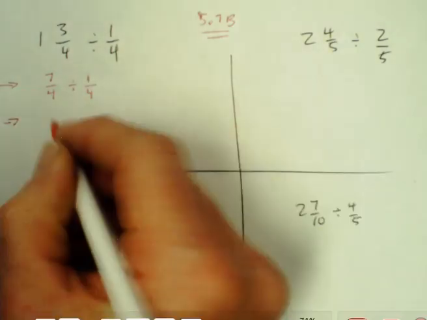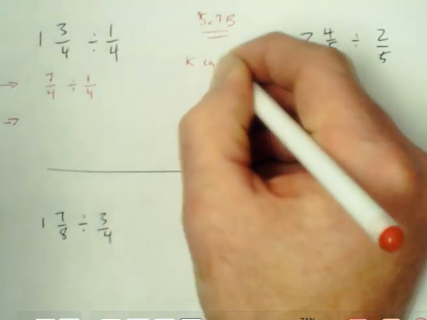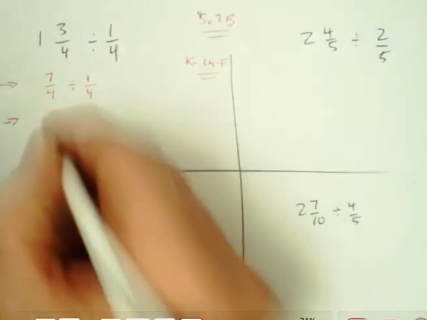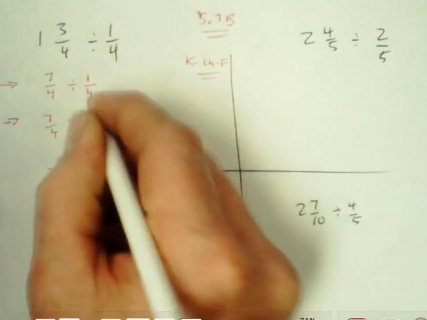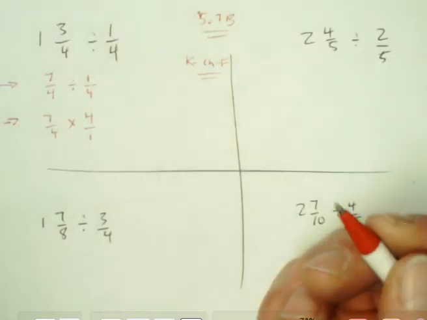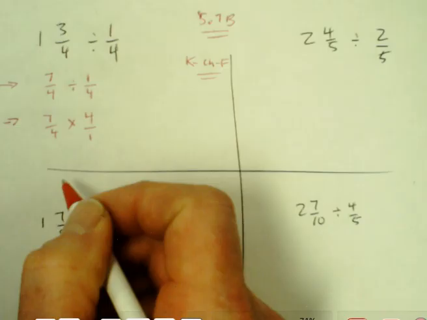All right, now I can apply the rule, keep, change, flip. That's the secret to the whole thing. Keep it, change it, flip it. So I'm going to keep this first one as 7/4. I'm going to change that sign to multiplication. I'm going to flip this fraction upside down. Now I've got a new rewritten problem, and this is just multiplying fractions.